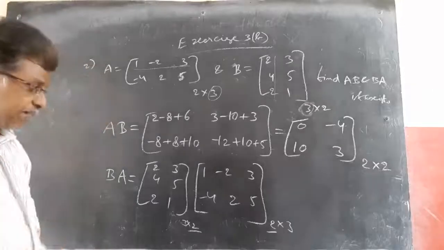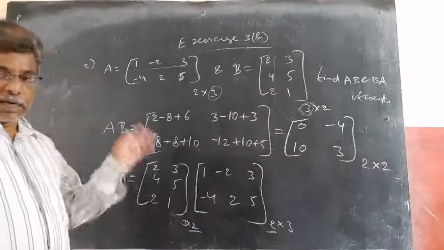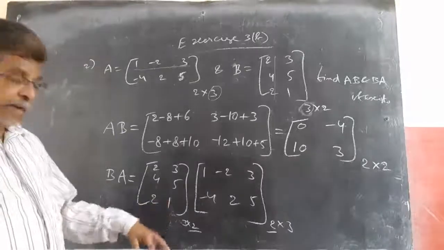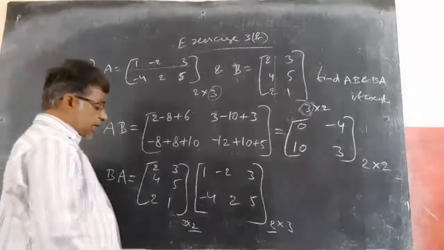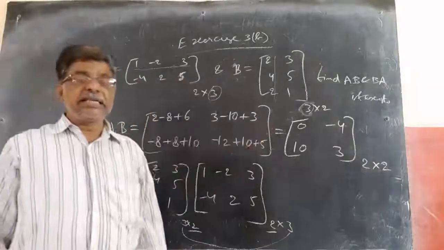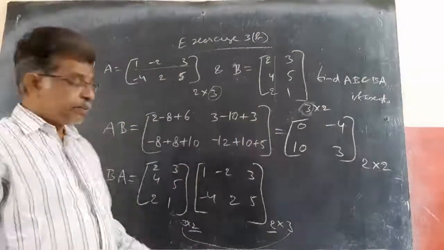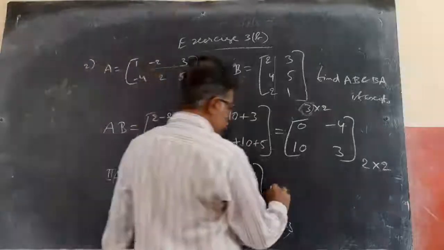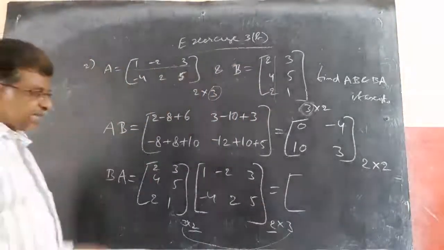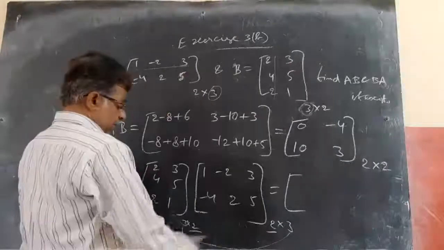Here AB and BA are both possible. Observe, in the example we took for commutative, BA was not possible, but here AB and BA are both possible. But are they equal? One resultant is 3 by 3 and the other is 2 by 2, so they can't be equal. Commutative is not applicable, as I told. So if you do AB and BA, you will get different sizes first of all. You will get 3 by 3.